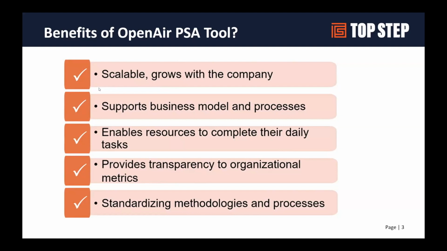It also needs to make sure it supports the business model and the processes. There's a lot of PSA tools out there where you have to conform to it. OpenAir is a more flexible tool. It allows OpenAir to flex to your business model. We see customers as small as 5-10 users to 5-10,000 users, and they all have different processes, and OpenAir thankfully can configure to support them.